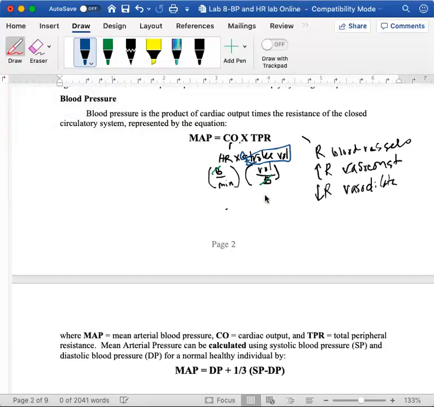Less blood back to the heart, less venous return, less stretch of the myocardium, and then less stretch of the myocardium, less stroke volume, right? So that's how you need to think about it.